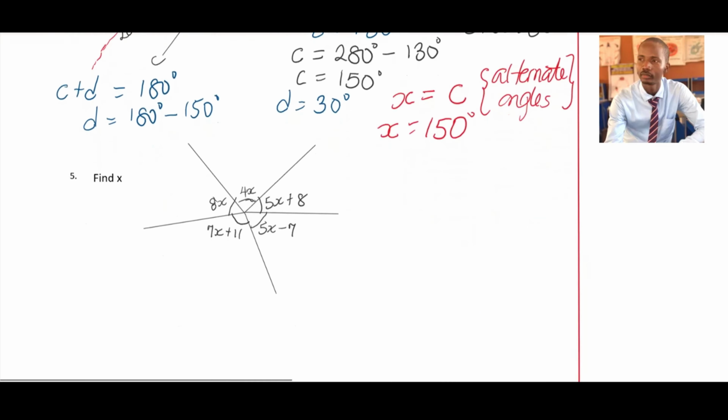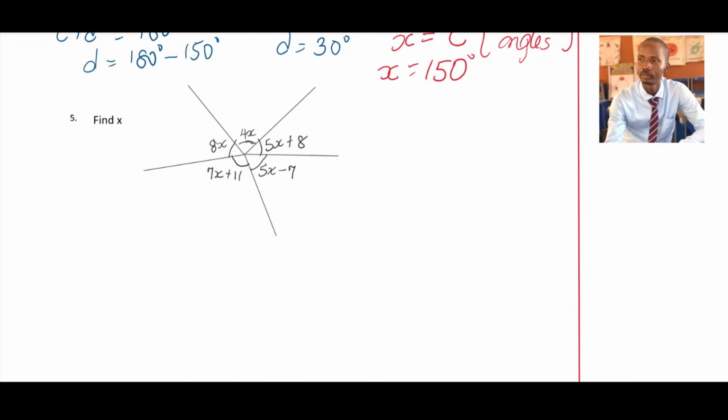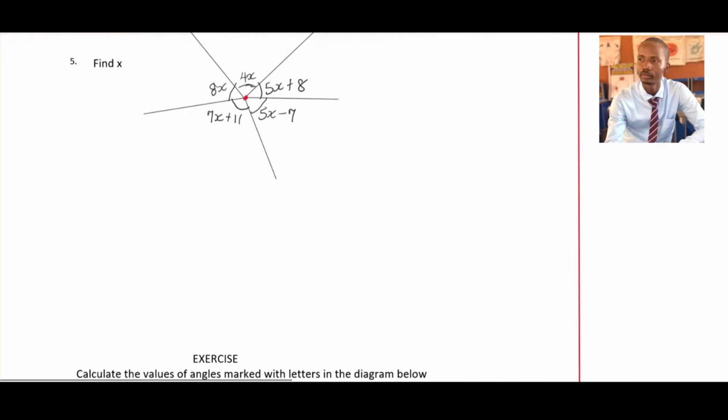Yeah. So let's look at question 5. What concept are we going to be using for a question like this? Okay, so that's angles at a point. The sum of angles around a point is equal to 360 degrees. If you draw a perfect circle, or something like this, we know that the sum of angles in the circle is 360. Knowing that, we move further to solve this.